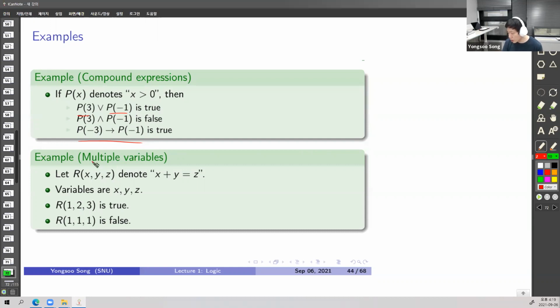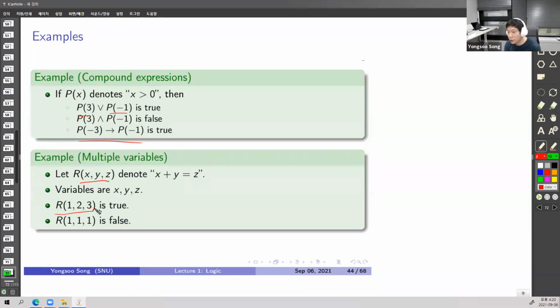And also this propositional function may have more than one variable. So for example, in this example, R(x, y, z) has 3 variables denoted by x, y, z. And when you assign a value, you should assign 3 values for all variables x, y, and z. So R(1, 2, 3) is true, and R(1, 1, 1) is false.